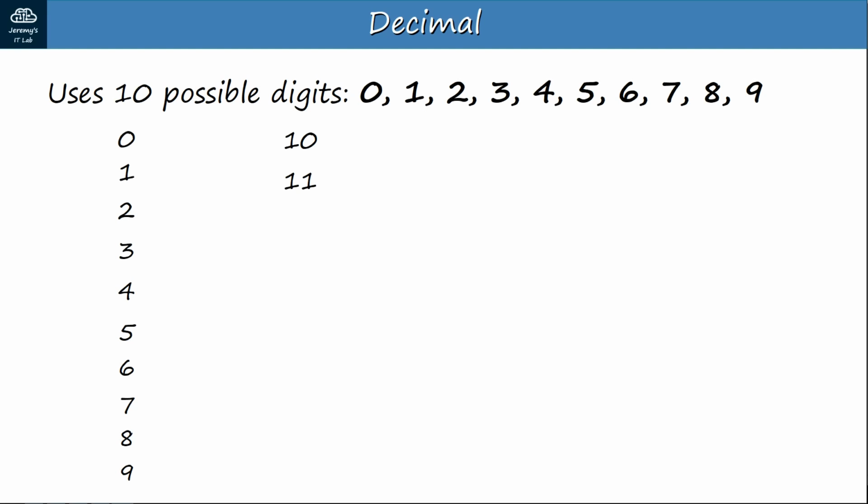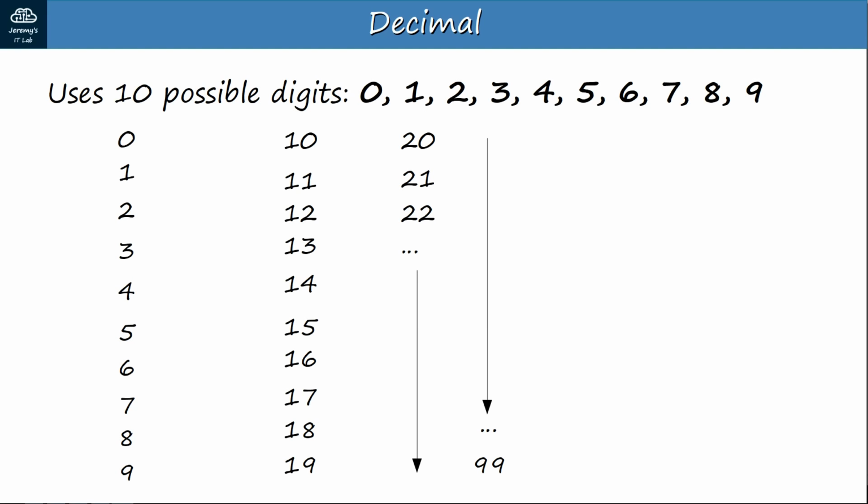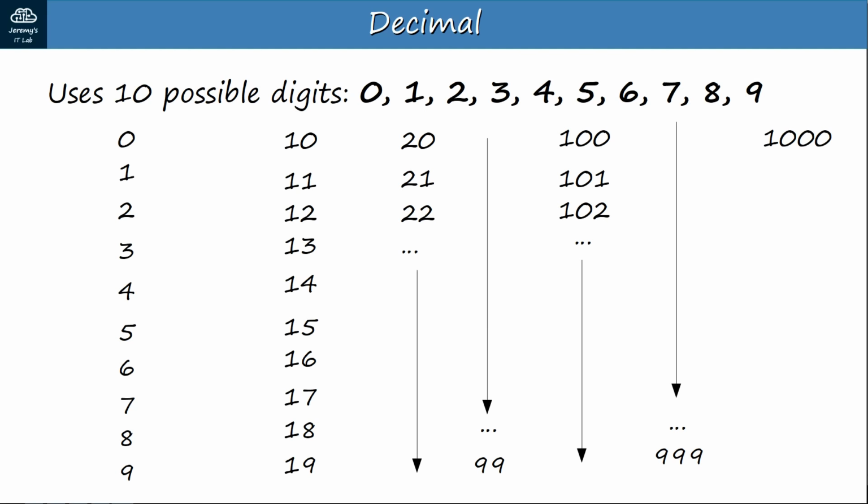Then you increase the ones column to get 12, 13, 14, 15, 16, 17, 18, and 19. Then you can't increase the ones column anymore. So you add 1 to the tens column to get 20, which is 2 tens and 0 ones. Then 21, 22, etc., all the way to 99. Now both the tens column and the ones column are maxed out. To represent higher numbers, you have to add another column, the hundreds column. 100 means 1 value of 100, 0 values of 10, and 0 values of 1. Then you follow the same process to get 101, 102, etc., all the way to 999. Then once again, you have to add another column to make 1000. So that's how the decimal system works.